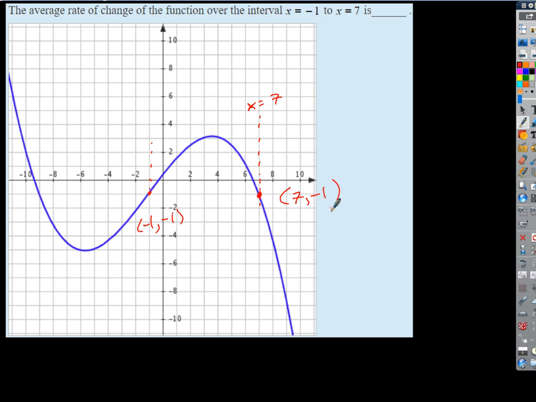And so what's the average rate of change then? That's just the slope of the line connecting the endpoints, right? Well, what is that? If I calculate that slope, that's just rise over run, right? So y2, negative 1, minus y1, negative 1, over 7 minus negative 1. 8. So on the top I get 0, on the bottom I get 8. 0 divided by anything is 0. So the answer is 0. Okay?